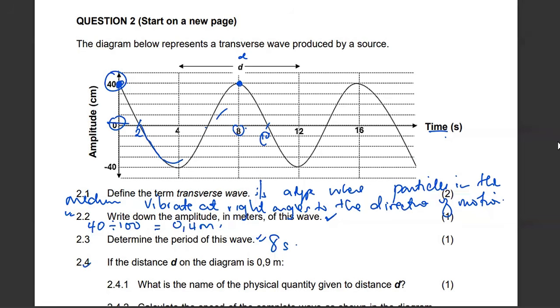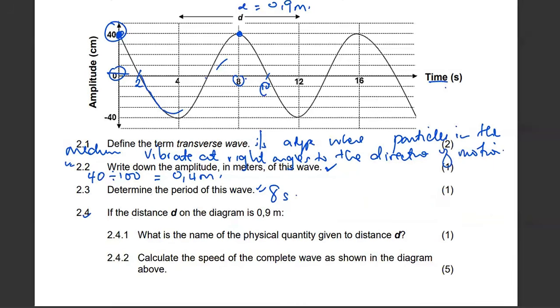Okay, and then if the distance d is 0.9 meters, what is the name of the physical quantity given to distance d? Okay, so what we call the distance that one full wave covers, that is known as the wavelength.